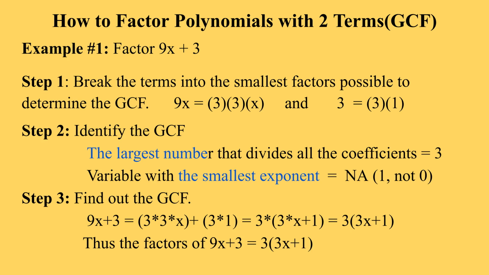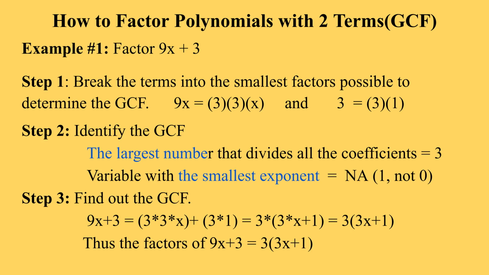Then we identify the GCF. If we look at the numbers, 3 is a common number in both the terms, because it is the largest number that divides all the coefficients. If we look at the variable, there is not any common variable. Next, find out the GCF.